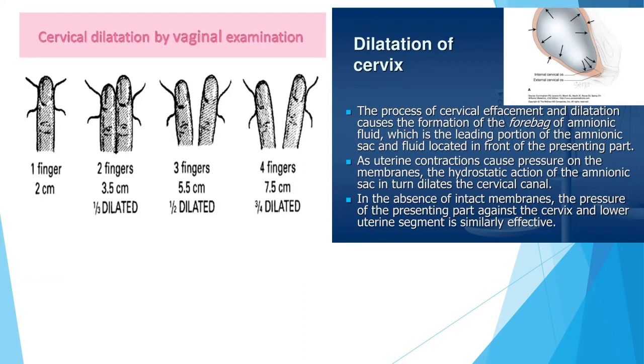The process of cervical effacement and dilatation causes the formation of the forebag of amniotic fluid, which is the leading portion of the amniotic sac and the fluid located in front of the presenting part. As uterine contractions cause pressure on the membranes, the hydrostatic action of the amniotic sac in turn dilates the cervical canal. In the absence of intact membranes, the pressure of the presenting part against the cervix and the lower uterine segment is similarly effective.